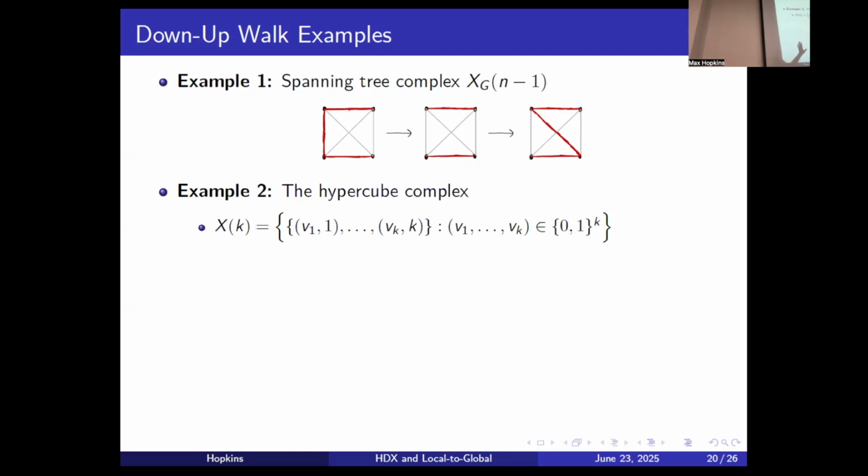Here's another example that comes from this complete multipartite complex I described before. The hypercube complex. So here, this is basically setting n to be 2, right? There are k parts, each of size 2.